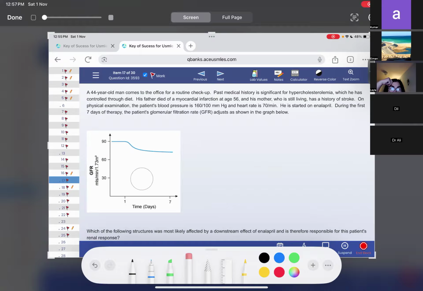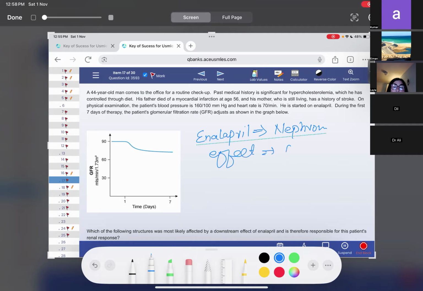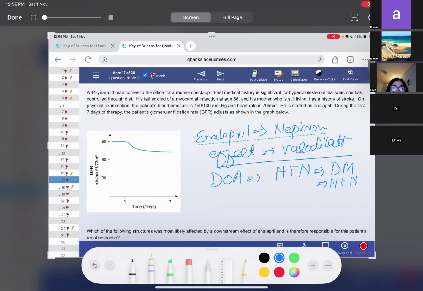So can anybody tell me that enalapril will work on which portion of the nephron? Efferent, right? Efferent arteriole, and will cause vasodilation of it. And a drug of choice for hypertension in diabetic and hypertensive individuals.